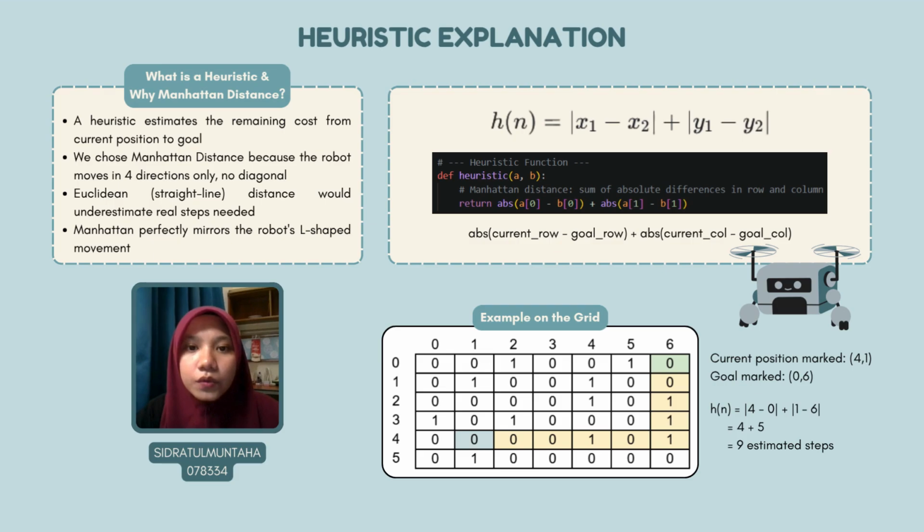For example, on the grid, if the robot is here at 41 and the goal is at 06, the Manhattan distance estimates 9 steps remaining. The actual path may be longer due to the obstacles, but it will never be shorter, which is exactly what we need.